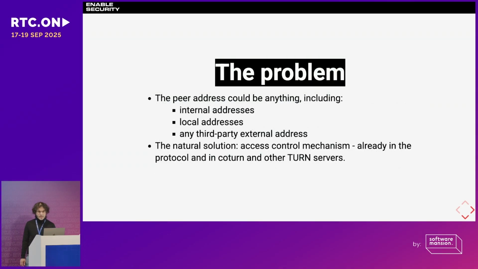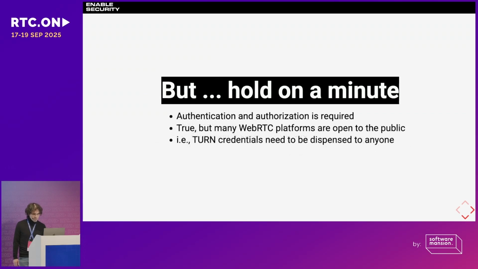So the peer address could be anything, including internal addresses, local addresses, 127.0.0.1, and so on, as well as third-party external addresses. The natural solution is to have an access control mechanism. And this is already part of the protocol in coturn, which is the most well-known, most used TURN server, and other TURN servers as well, because it's by design. But hold on a minute. Well, we said it requires authentication, right, and authorization as well. That's true.